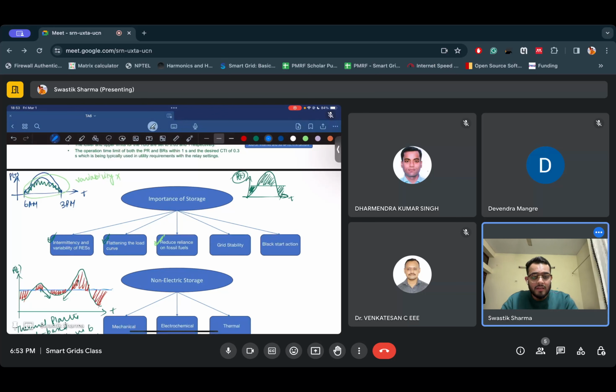And usually we also want to provide stability to the grid. How will we do that? A grid requires two things to function normally. One, the voltage should be within the normal range, let's say 0.9 pu to 1.1 pu, and the frequency should be within 49.9 to 50.05 Hz, right?